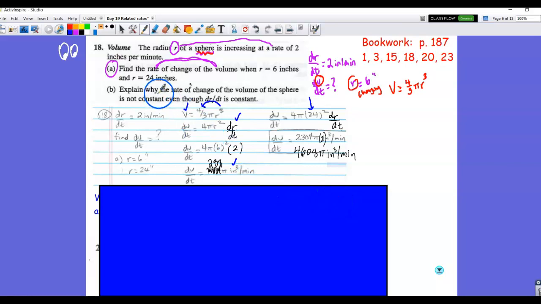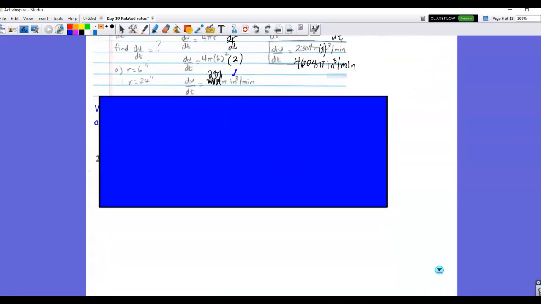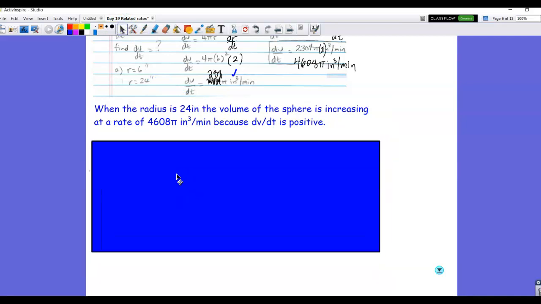All right, I'm not really too concerned about letter B. Explain why the rate of change of volume of the sphere is not constant even though the rate of change dr/dt is constant. Yeah, let's not worry about that right now. We can talk about that at another time. And then I wrote my sentence, so that's an important thing. When the radius is 24 inches, the volume of the sphere is increasing, and I did it for 24 instead of 6 for this one.